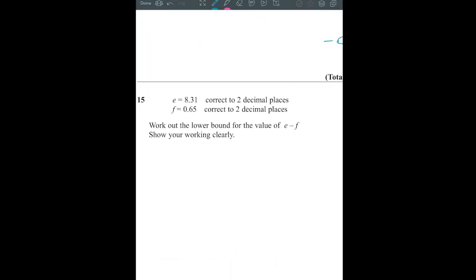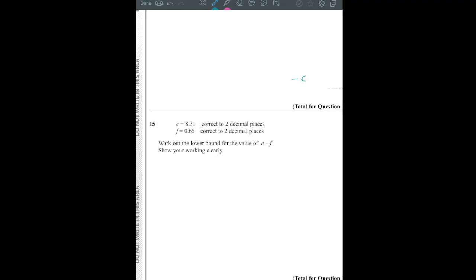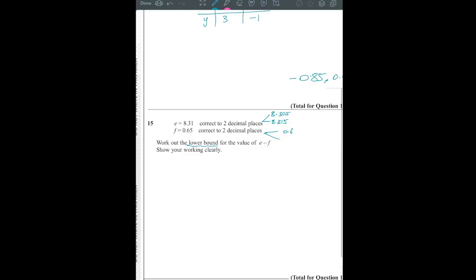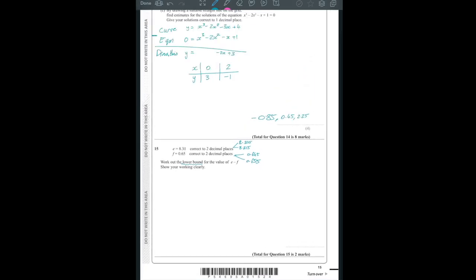Question 15, a bounds question. As soon as you realise it's a bounds question, often because the words in the question say bound, first thing I like to do is to find the upper and lower bounds of each. So for E, the lower bound and the upper bound pretty much break into the next decimal place and put a 5 there. And for F, the lower bound and the upper bound. That gets you your first mark.